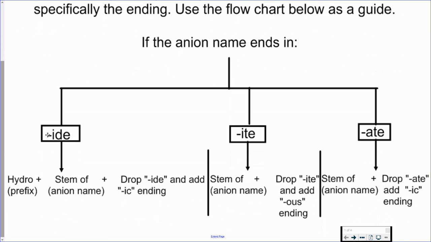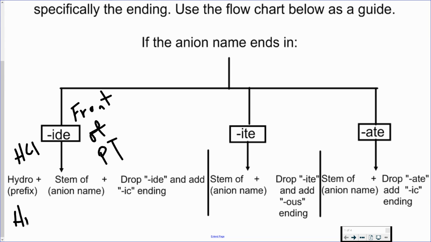If the anion is "ide," meaning that it would be from the front of the periodic table, you're going to add the prefix of hydro. You're going to have the stem of the name, meaning you drop "ide," and add the ending "ic," I-C. So, for example, if you had HCl, this is hydrochloric acid.